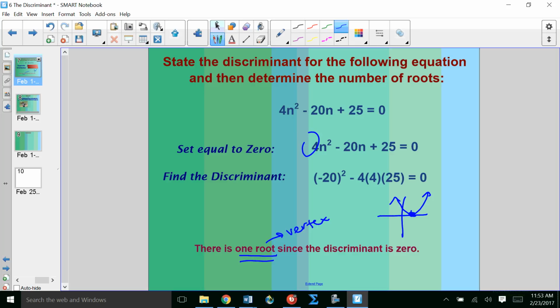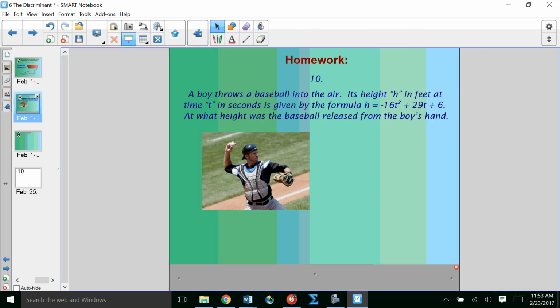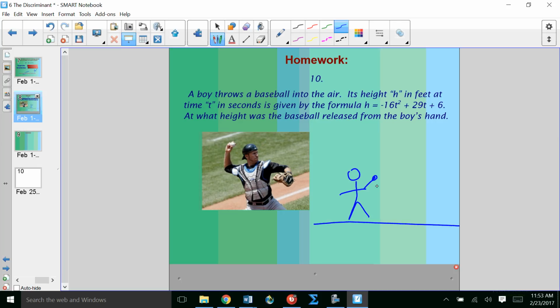The last thing I quickly wanted to talk about was a problem you'll see on homework. This problem says that a boy throws a baseball into the air. If I'm thinking about this scenario, I've got a boy, this is a horrible picture, throwing a ball into the air. And this is probably better here. So he's standing on the ground and throwing the ball into the air. Its height, h, in feet at time t in seconds is given by the formula h equals -16t squared plus 29t plus 6. We're wondering at what height the baseball was released from the boy's hand.